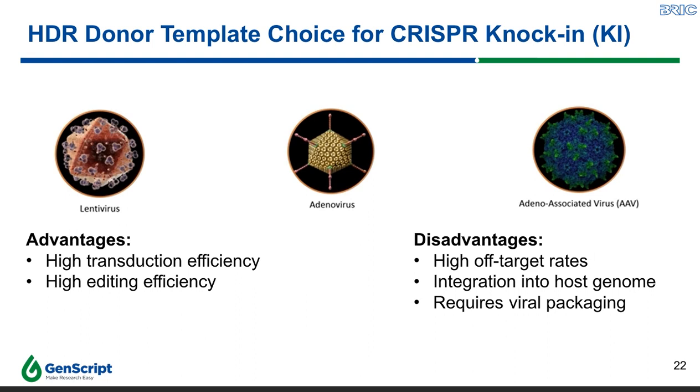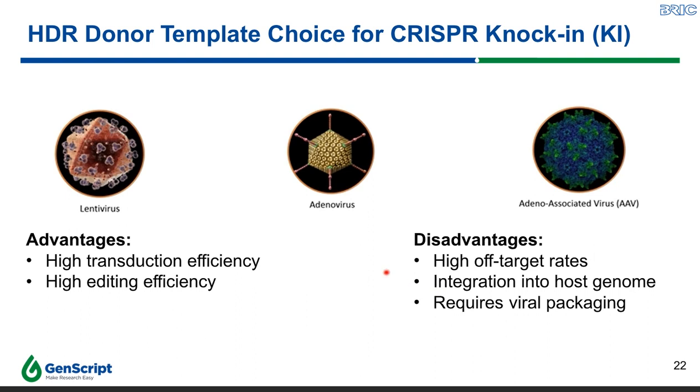Now I am going to talk about CRISPR knock-in using a DNA donor template. Conventionally, viral vectors are used to deliver the DNA as a donor template due to their high transduction and editing efficiency. But as I mentioned earlier, the use of viral vectors may have high off-target rate issues, and their ability to integrate their genome into the host genome may cause disease onset. That is also the main concern among researchers.